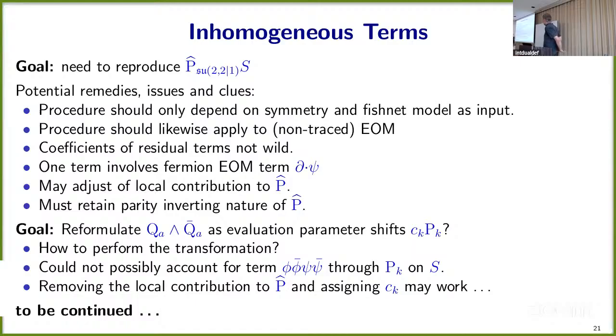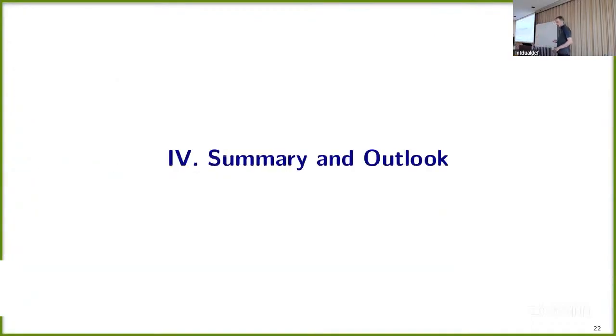But I'm hopeful that one can find a rule, and in fact there are rules for determining these CKs, but also somehow to make these local shifts of evaluation parameters work for invariance of the action.